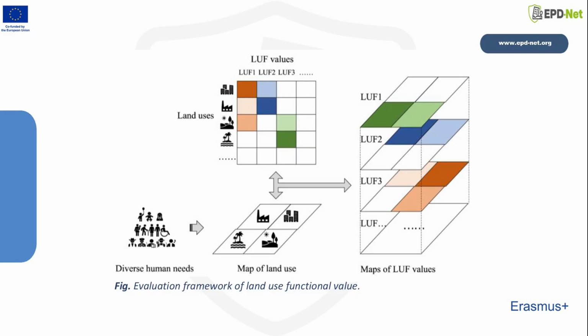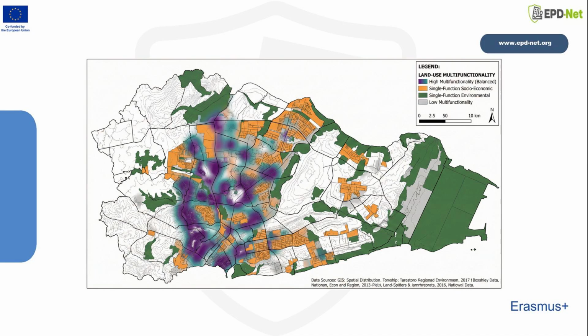Figure illustrates the spatial distribution of land use multifunctionality, highlighting the interplay between economic, social and environmental functions at the township level. Areas with high multifunctional value show a balanced provision of production, work, cultural services and ecosystem regulation, demonstrating how a single landscape can support multiple societal needs simultaneously.